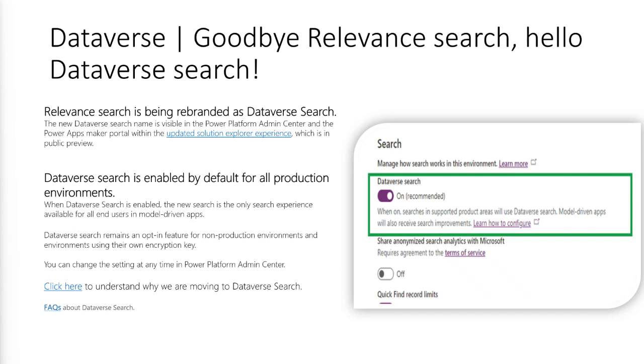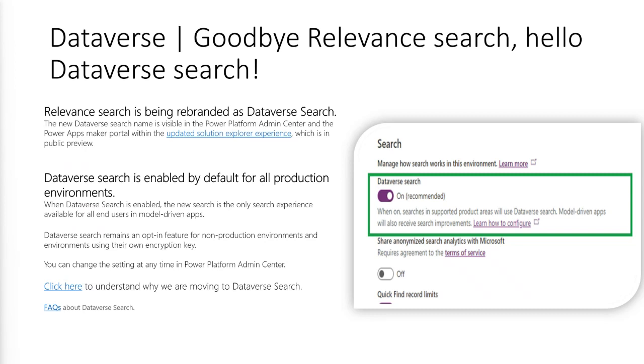Dataverse search, right? So here is the full story. Relevant search is being optimized and rebranded as Dataverse search. The new Dataverse search name is visible in the Power Platform Admin Center and the Power Apps Maker portal within the updated Solution Explorer, a new experience, which is also in public preview. Dataverse search is enabled by default for all production environments only.